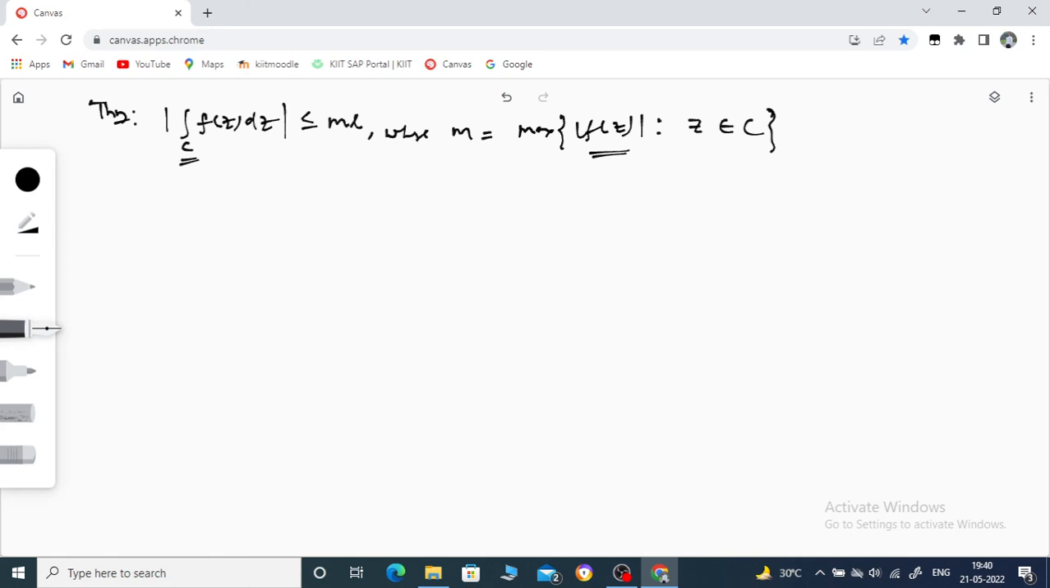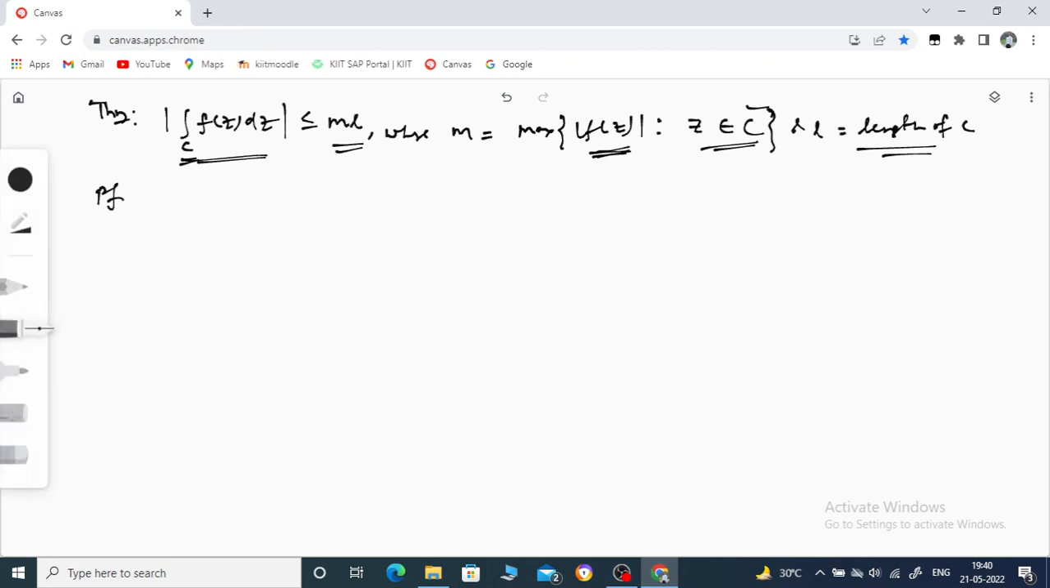Then what is L? L is the length of C. So the modulus of the integration over C of f of z dz is less than M into L, where M is the maximum value of f of z, where z belongs to this curve C, not this complex number C, and L is the length of that curve. Okay, now we will prove this one.